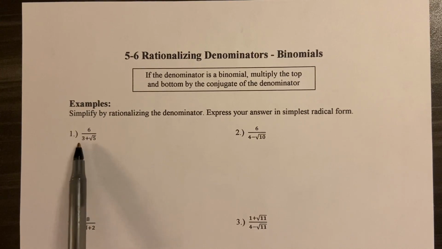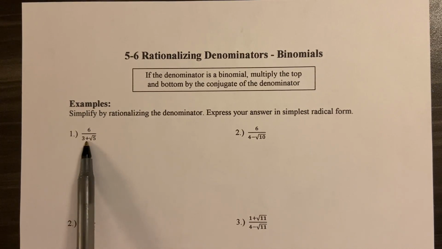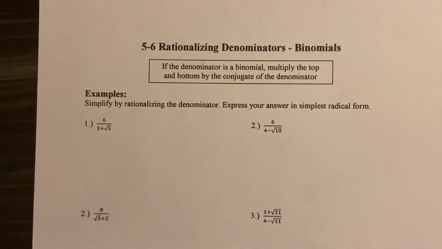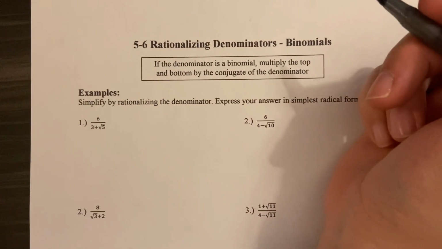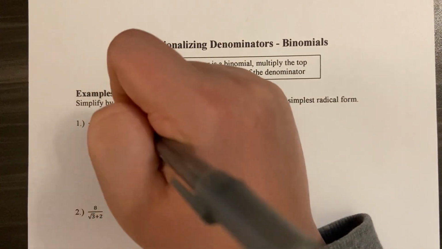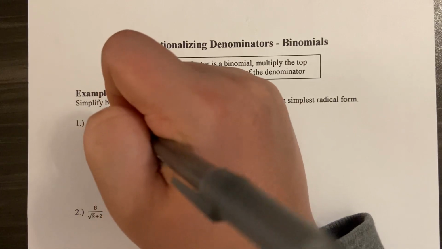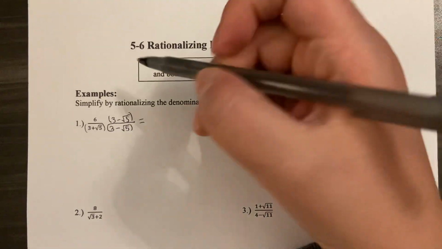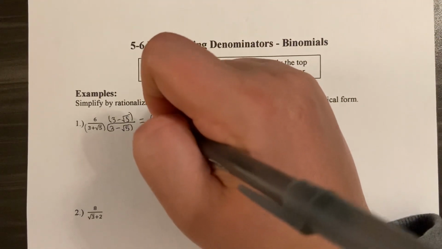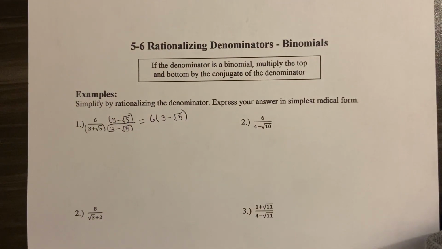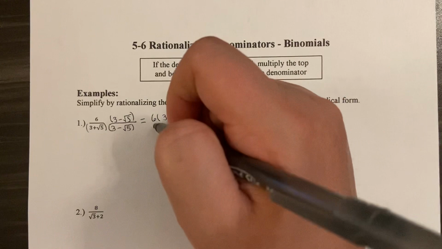So the conjugate is the exact same thing, except whatever the sign is, you just flip it. So the conjugate of 3 plus radical 5 would just be 3 minus radical 5. So we're going to multiply top and bottom by that conjugate. Now, if you have a single term like this, leave it outside. Don't try to distribute it. It's better to keep it factored so that we can simplify a little bit better.